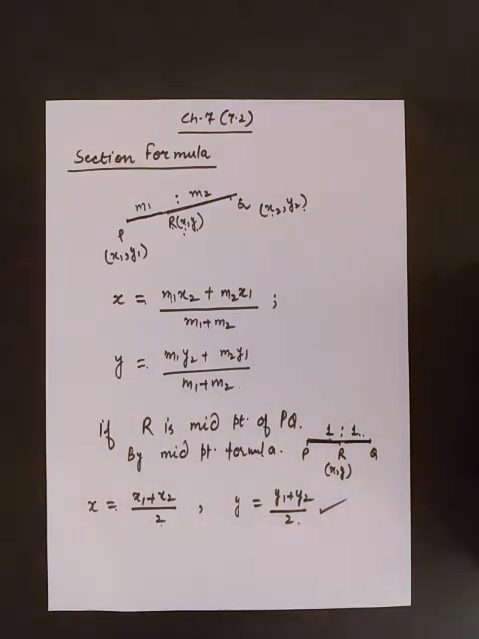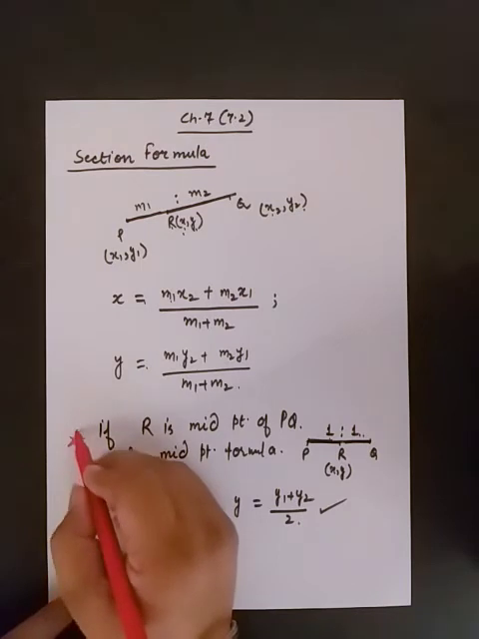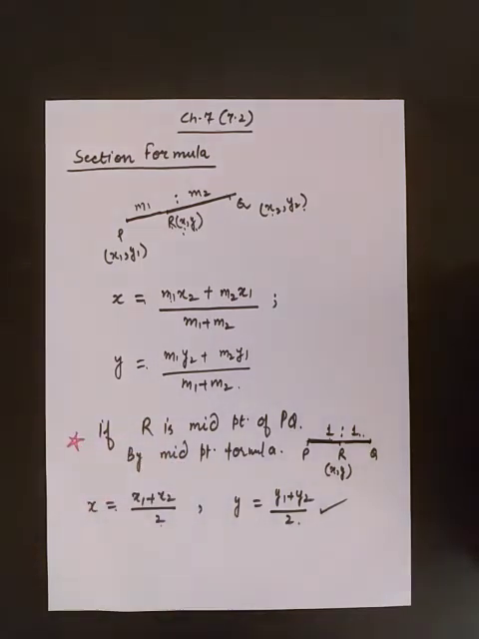So whenever a point is the midpoint of a given length, we will use the midpoint formula, or otherwise we will use the section formula. When the ratio is 1:1, we have to use the midpoint formula. But when the ratio of the two parts is not the same, then we will use the section formula.